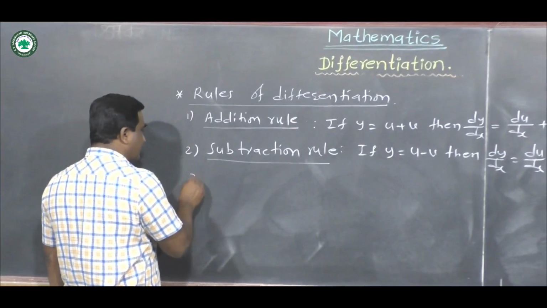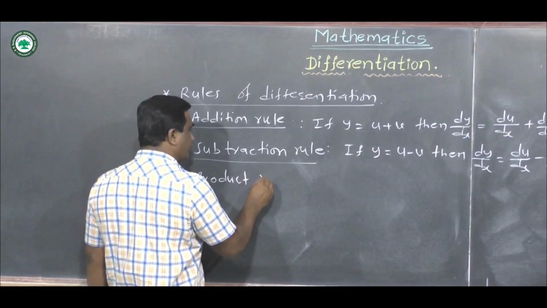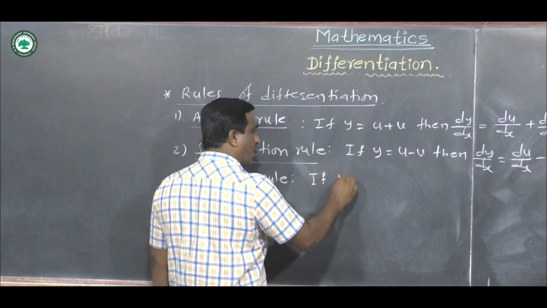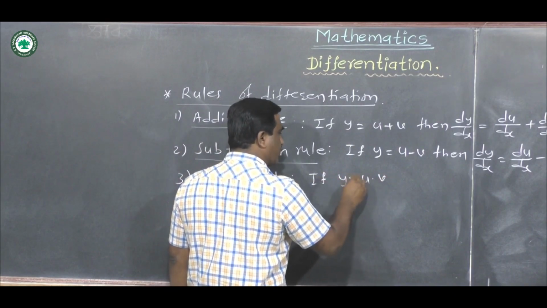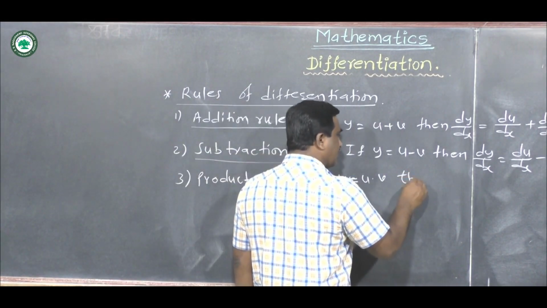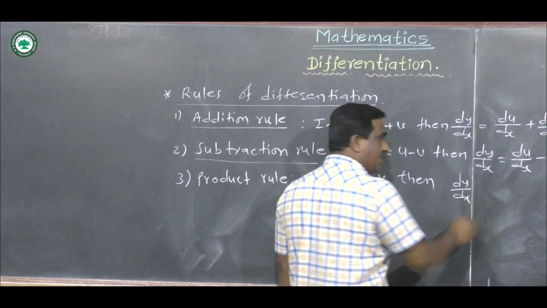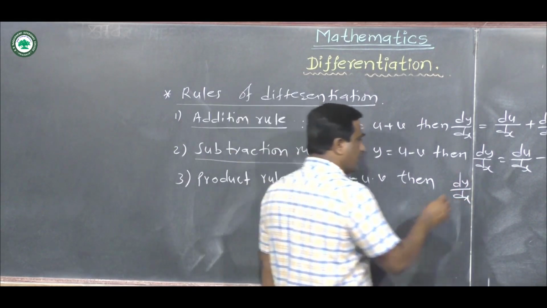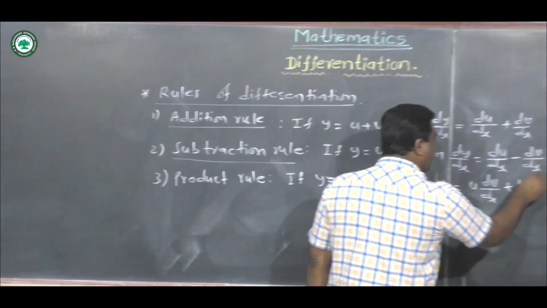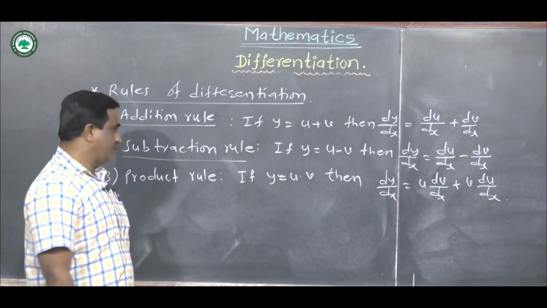Number third, product rule. Here also we can write, if y is equal to u into v, product of two functions, then the derivative dy by dx is equal to u into dv by dx plus v into du by dx. This is called as product rule.